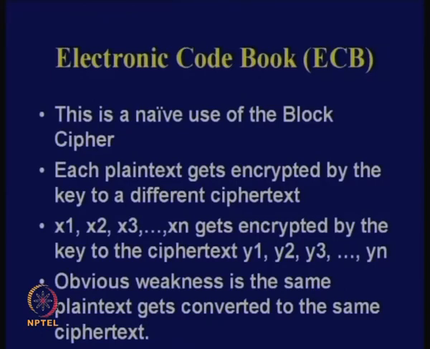In this case each plain text block gets encrypted by the key to a different ciphertext. If we take the plain text as x1, x2 and so on till xn, each of the blocks will individually get encrypted to y1, y2 and so on. So what is the obvious weakness in such an encryption mode? The obvious weakness is that if x1 is equal to x2, then y1 is always equal to y2. That means if I take two identical chunks of data, they will always get encrypted to the same ciphertext. So that is a weakness.